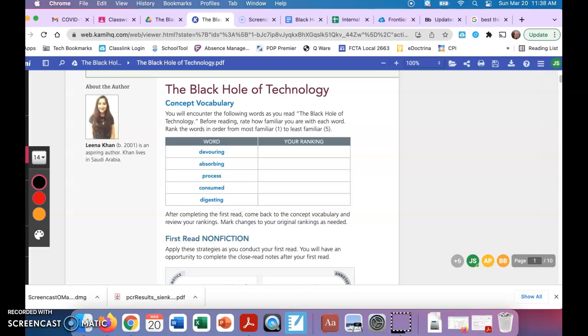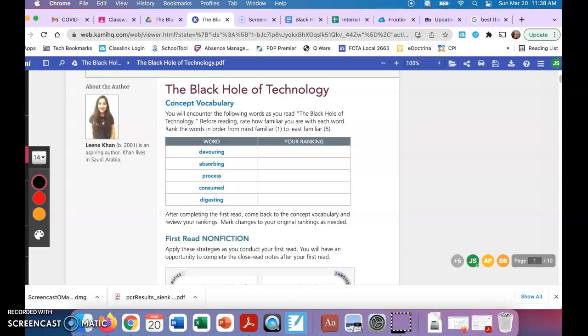So on this page, page 214, this is the second text that we're going to read about technology, and it's in a series where we're going to compare two texts. So we just finished reading Teens and Technology Share a Future, and now we're going to be reading The Black Hole of Technology. And in the center of page 214 here is our concept vocabulary, and this is where I want you to focus right now.